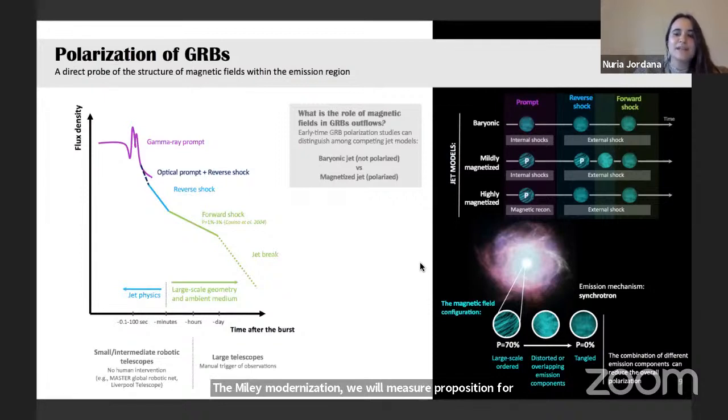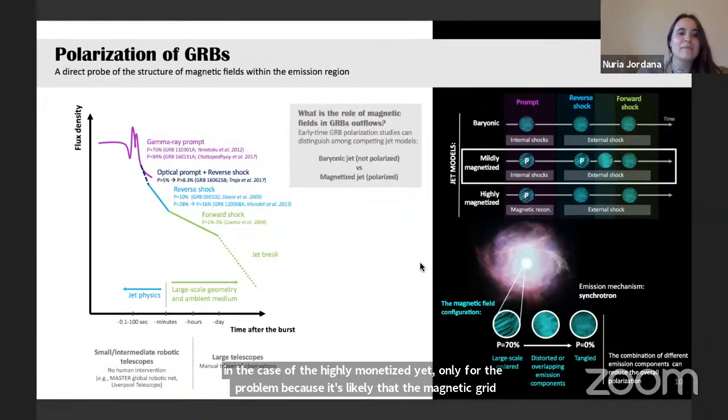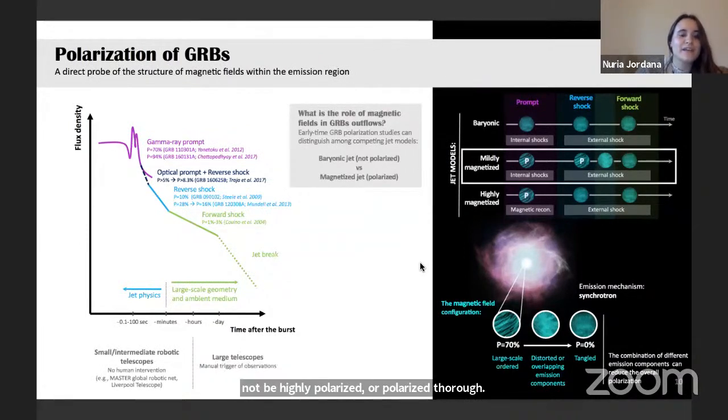And in the case of the highly magnetized jet, only for the prompt, because it's likely that the magnetic reconnection will break all the structure of the magnetic fields, and then the reverse shock will not be highly polarized or not polarized at all. With the appearance of gamma ray observatories with polarimeters, they measured 70 to 90%. And thanks to these robotic telescopes, we could measure in the optical 30 to 10% for the reverse shock. So this mildly magnetized model was favored.